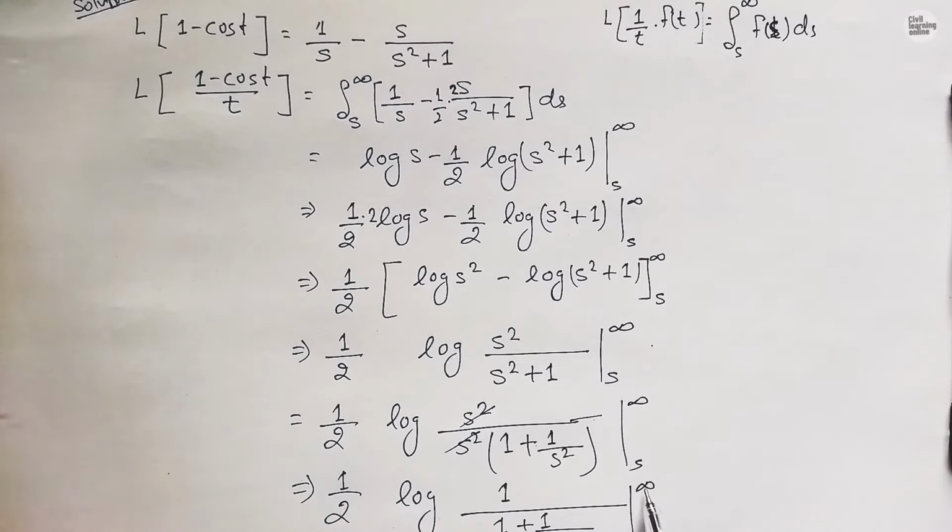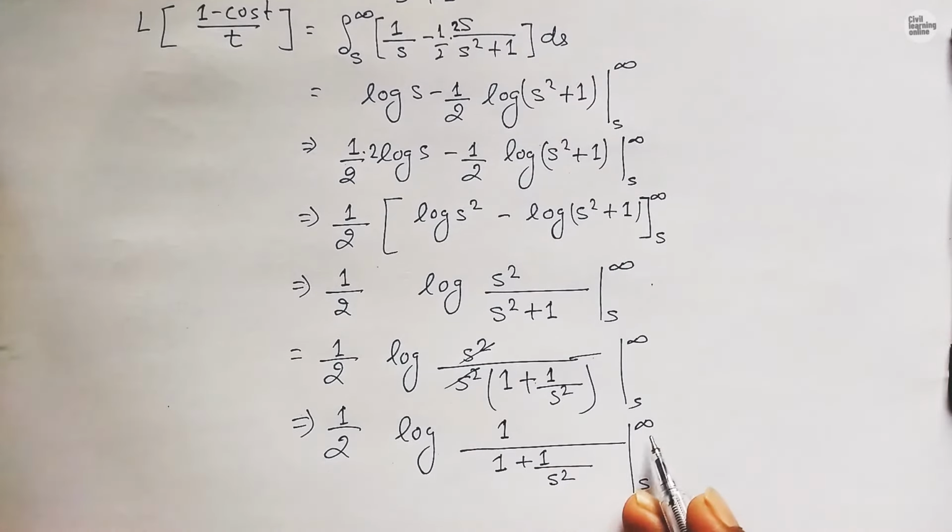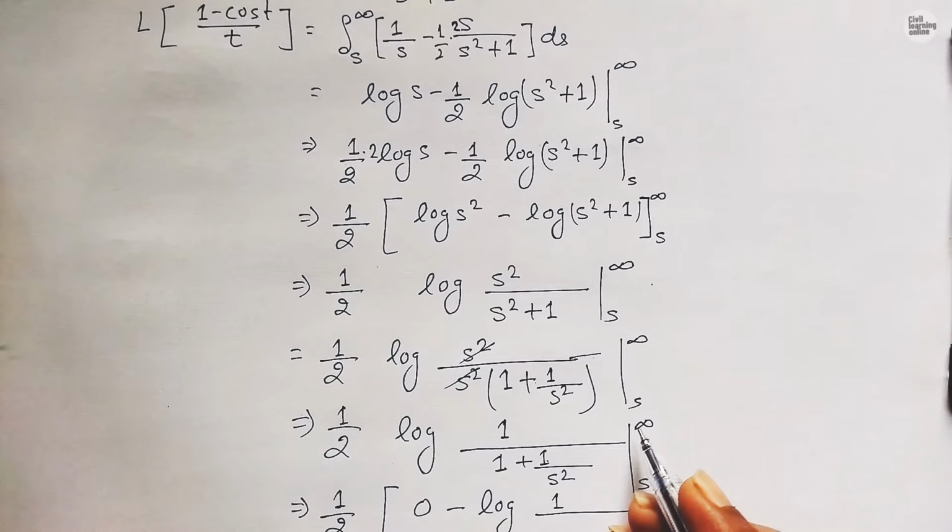Now if we put this upper limit and lower limit here in place of s, first we put infinity, so it will get 1 by infinity, 0, and log 1 is 0, so we will have here 1 upon 2 and 0 minus log 1 upon this. Due to this infinity here it will get 0, this whole log and this value will make it 0, and due to this s we will get the same, so we will get here 1 upon 1 plus 1 upon s square.